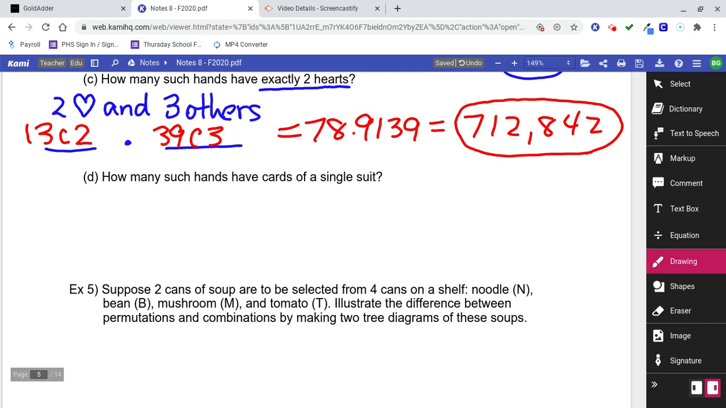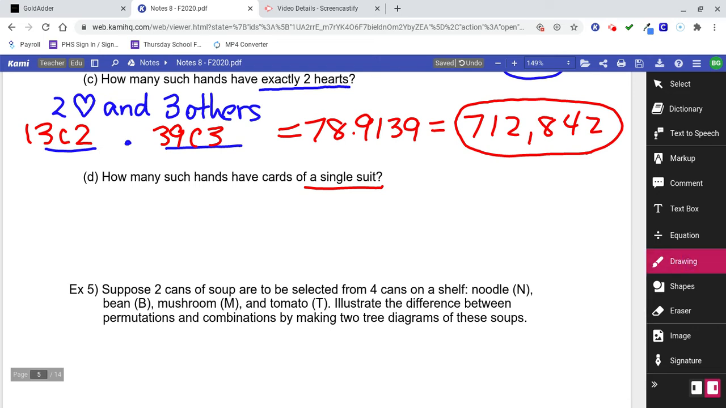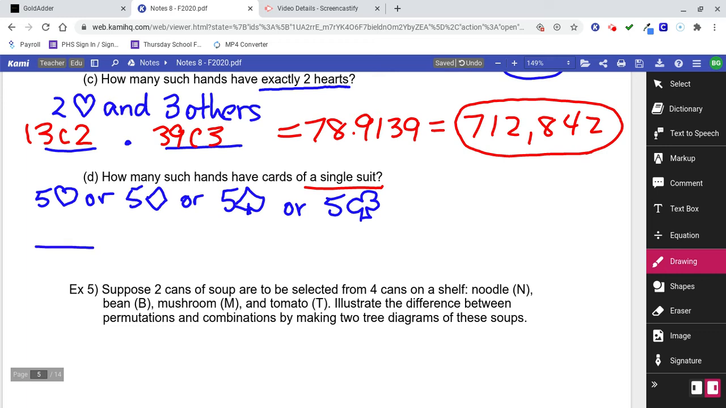How many such hands have cards of a single suit? Cards of a single suit. Now again, you want to really think about what that means. What that means is 5 hearts or 5 diamonds or 5 spades, or 5 clubs. See the word or? See how I put that word or in there? Or means plus. So I can go this plus this plus this plus this.